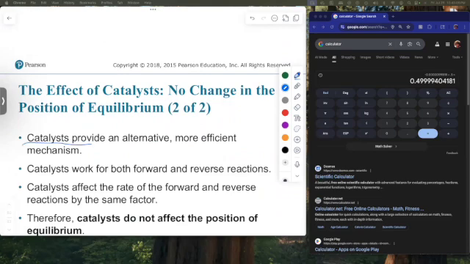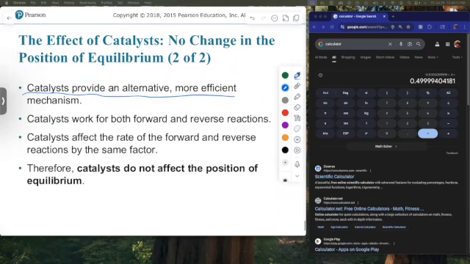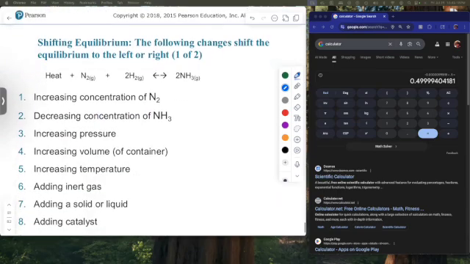I told you why a catalyst provides an alternative way to make the reaction go fast. A catalyst works for both forward and reverse reactions. Therefore, a catalyst has no effect on the position of the equilibrium. Oh, we are at our last question. Woohoo! Okay, let me stop celebrating and finish this question.